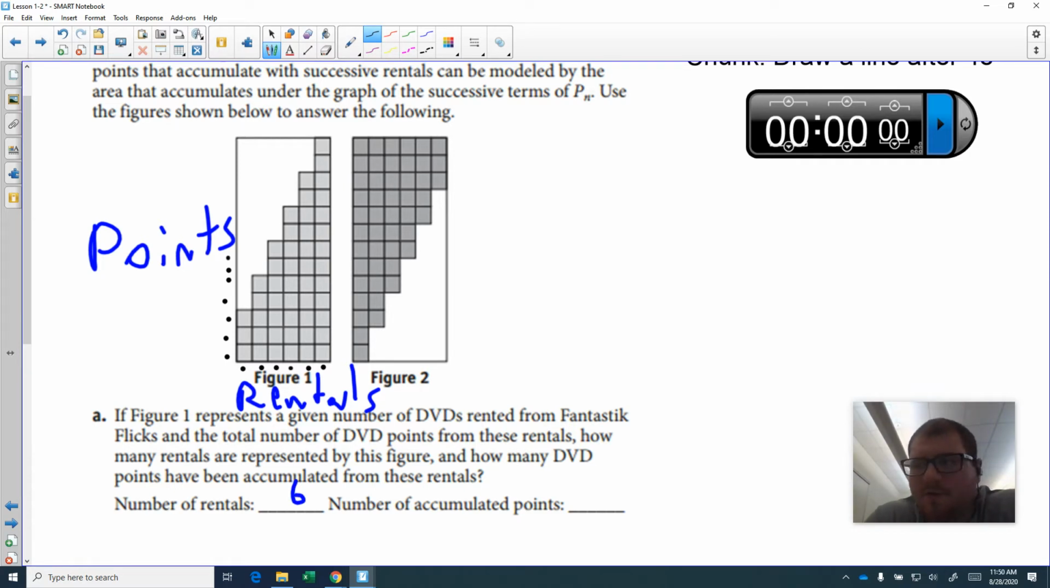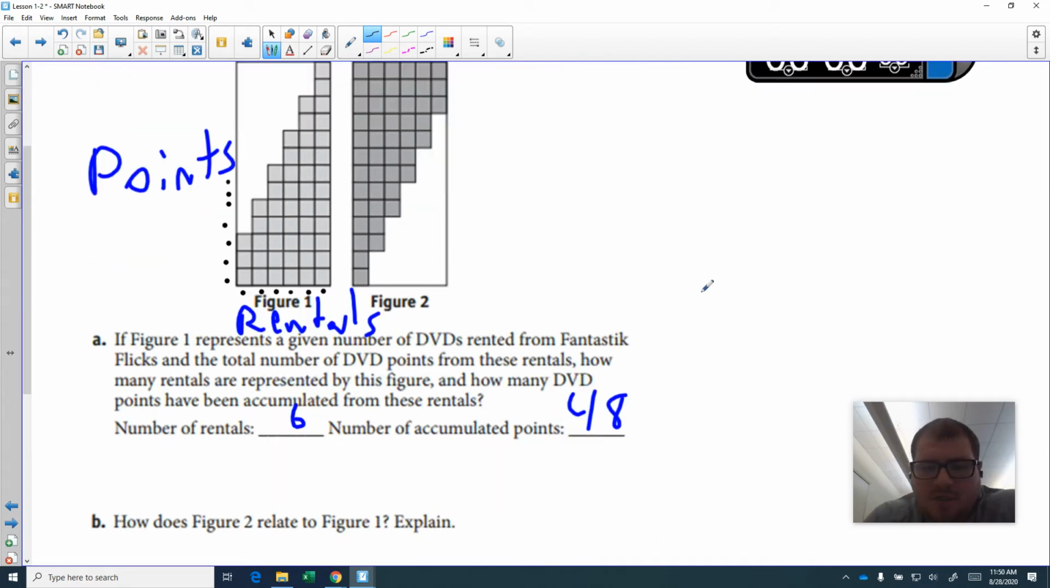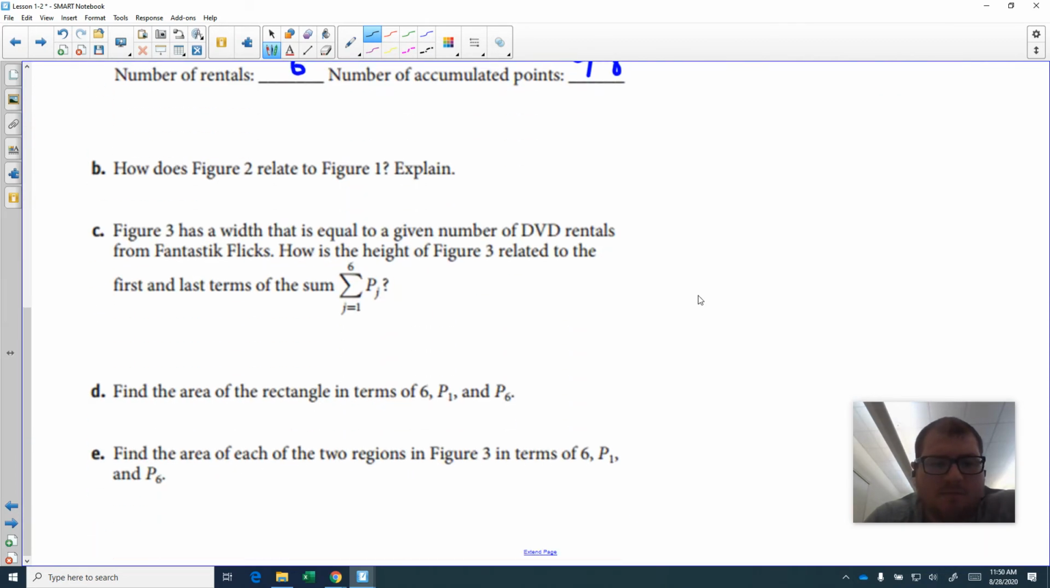And then to find the number of accumulated points, based on the last video, we talked about how to find the total points: we count the area. So we would total up all those boxes, and just to make this a little faster for us, that would come out to be 48. Okay, we have 6 rentals, and that would give us 48 points. You can go ahead and turn the page, and we're going to start to discuss these next couple of representations.